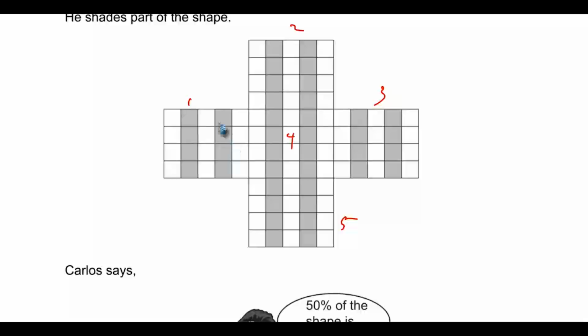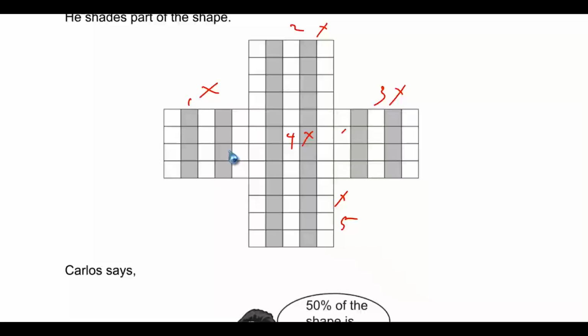So only 2 columns are shaded here, so they are not even here. The same thing, they are not even here as well. So that means 50% of the shape is not shaded. So that is one thing you could do.